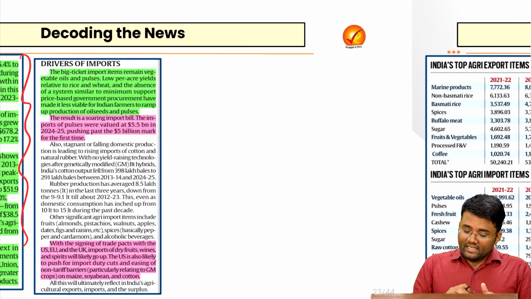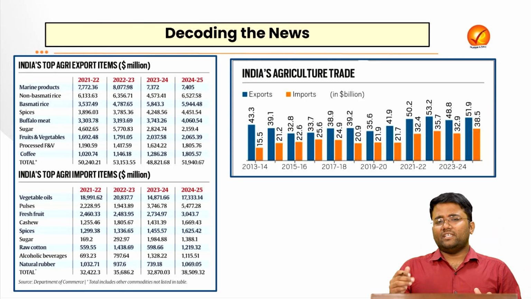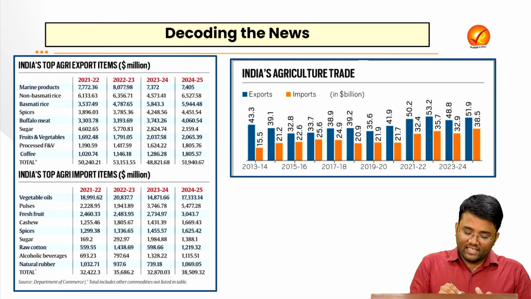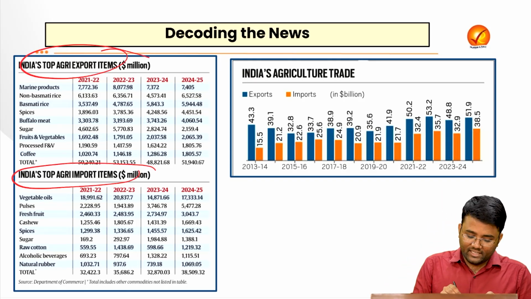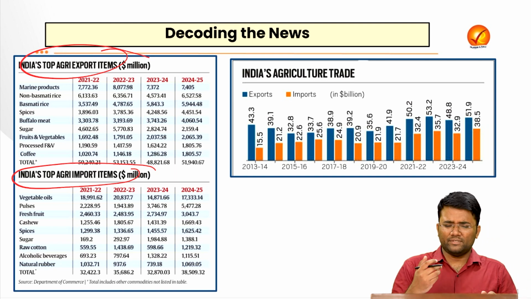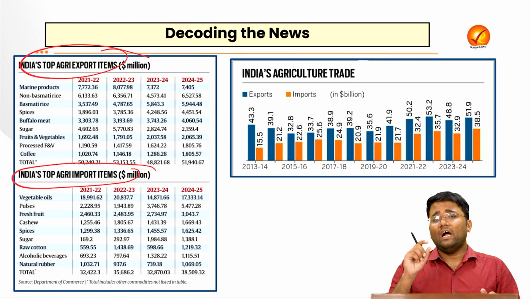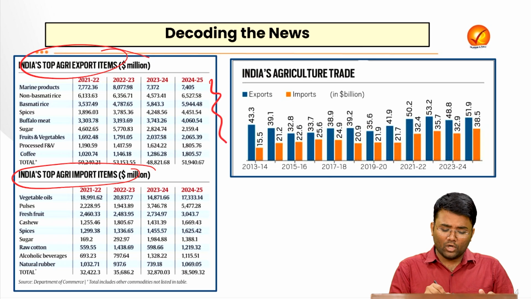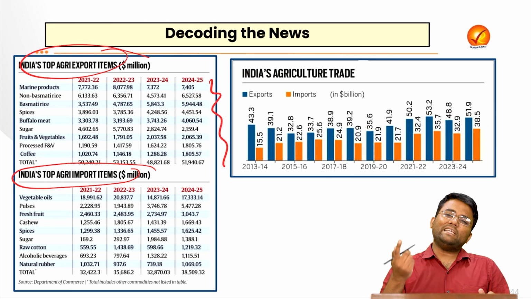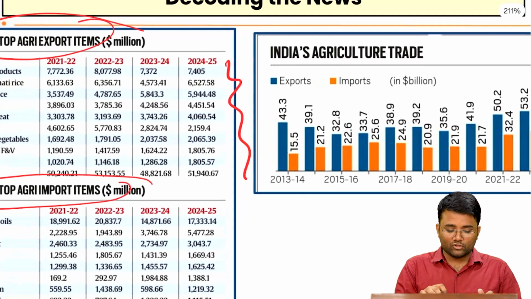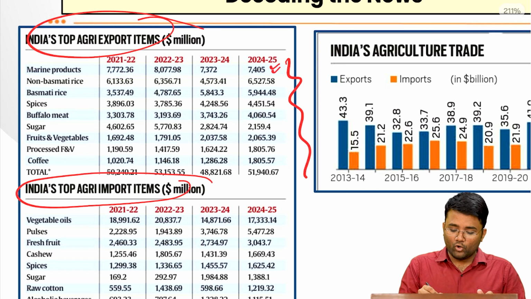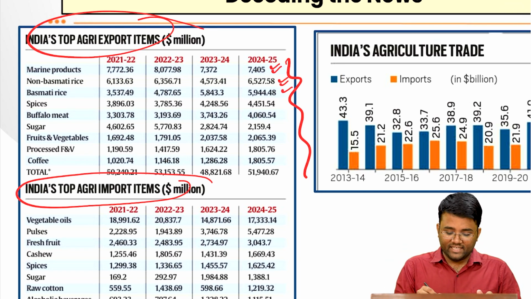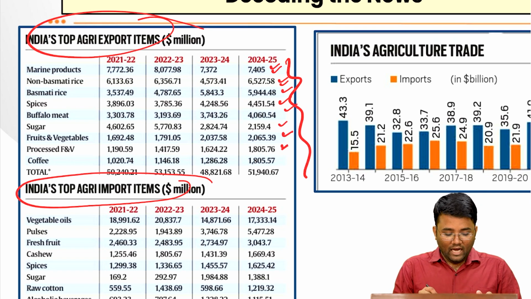One possible question in the prelims examination is India's top agri export item as well as India's top agri import item. They will generally not ask for a specific value or number, but they can ask for an increasing or decreasing order. For example, India's top export products are marine products like shrimp. Then we have non-basmati rice, basmati rice, spices, buffalo meat, sugar, fruits and vegetables, processed foods and vegetables, and then coffee.